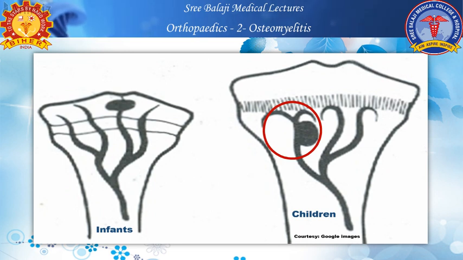In children, the growth plate will act as a barrier so that the epiphysis is not involved and the infection doesn't spread to the epiphysis or involve the joint. Whereas in infants, metaphyseal infection can easily spread to the epiphysis and it can involve the joint.